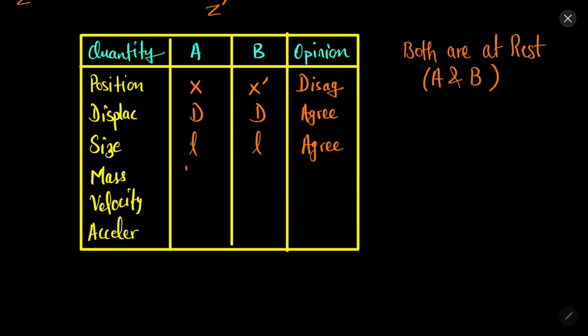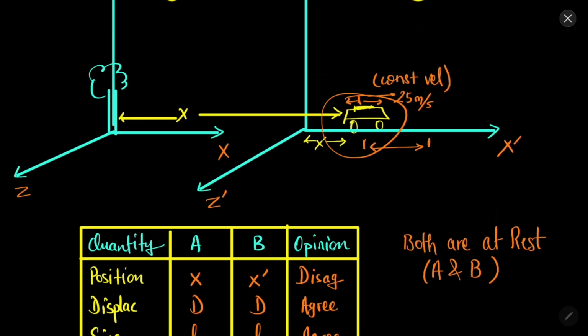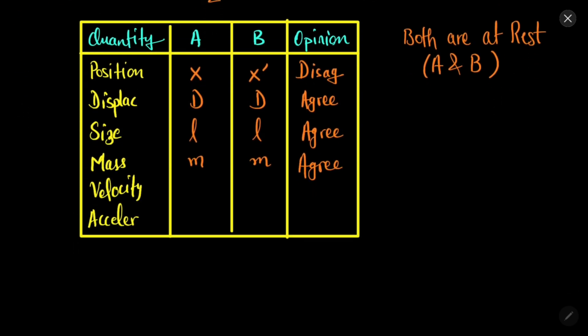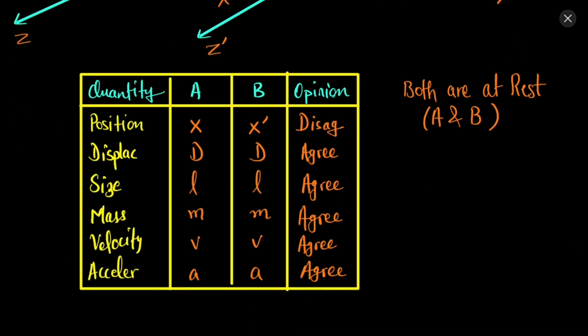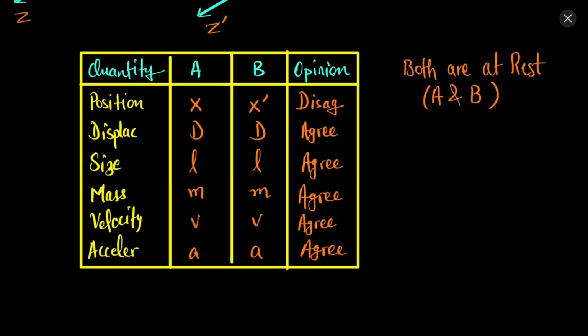Then mass. In both frames the mass will be the same, and they will agree that the mass of the car is the same. For example, if the mass of the car measured from this frame is 1000 kg, from the second frame it will also be 1000 kg. Then the velocity of the car: they will observe the same velocity, let's say 25 meters per second, from both frames of reference, because the displacements and times are the same. What about acceleration? They will also agree about the acceleration. If the car accelerates, they will agree that it is accelerating with the same value. So these are the things when both frames are at rest.